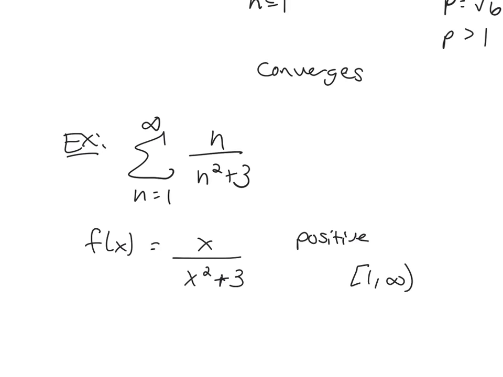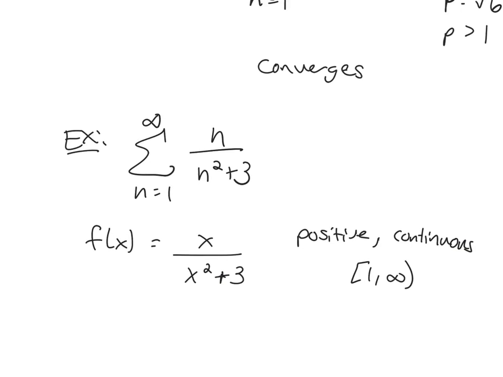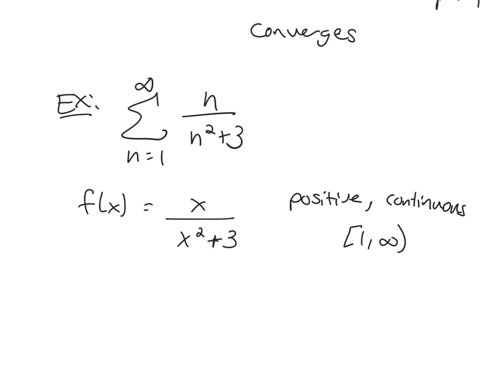What about continuous? What would make it not continuous? If the denominator was 0. Is the denominator ever 0 on that interval? No. So it's positive and continuous. So why do you say it's decreasing? Because the bottom's going to be getting bigger faster than the top.